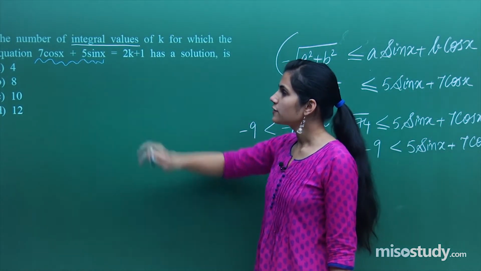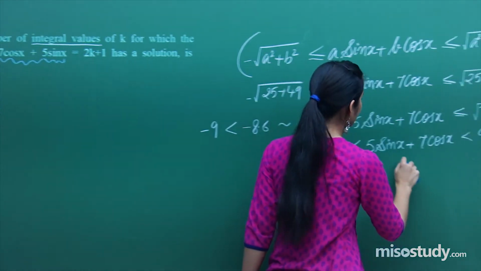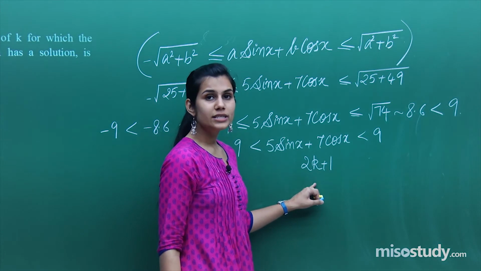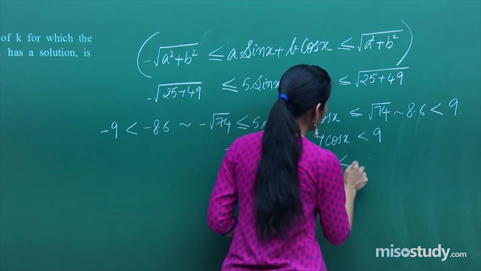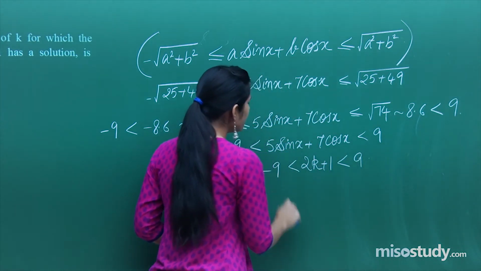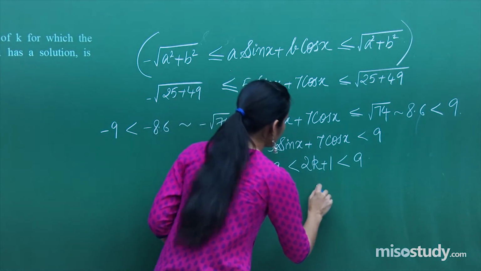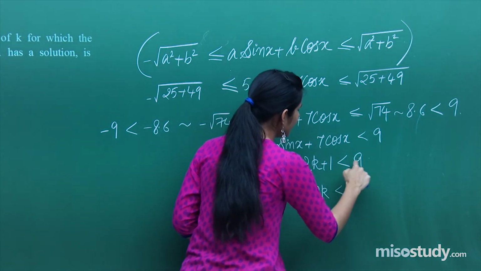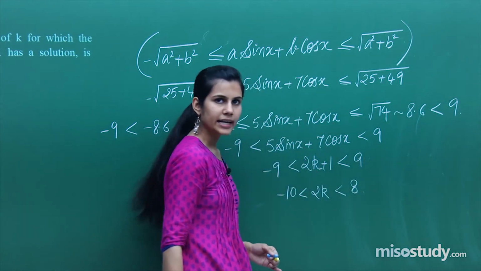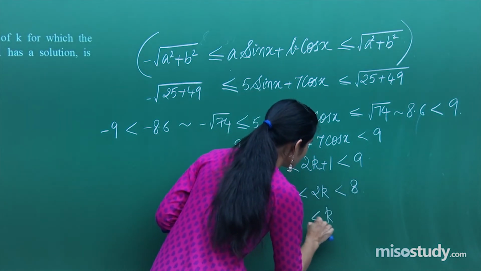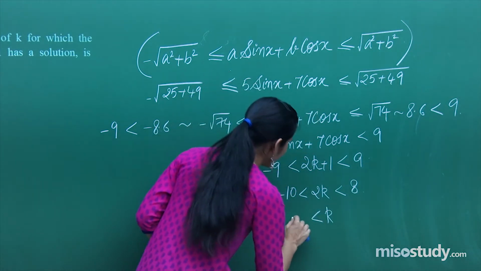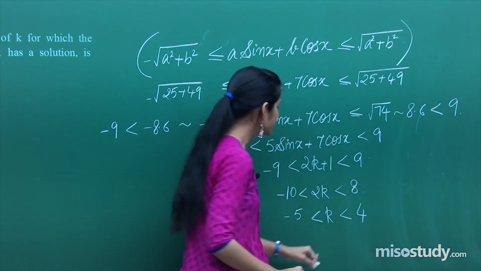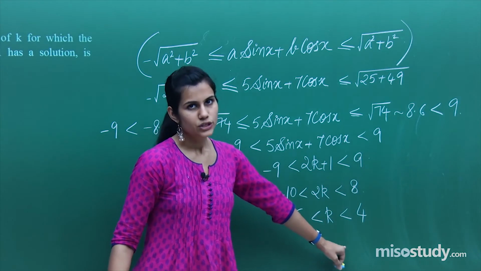Now, 7 cos x plus 5 sin x is given to me to be equal to 2k plus 1. So, k is such that k is all those integers such that 2k plus 1 is less than 9 and greater than minus 9. Take this one, what you get is 2k is greater than minus 9 minus 1, that's minus 10, and less than 9 minus 1, that is 8. So, k is an integer such that minus 10 by 2 gives you minus 5 and 8 by 2 gives you 4, such that k is strictly greater than minus 5 and strictly less than 4.